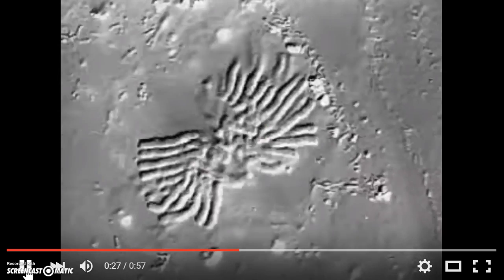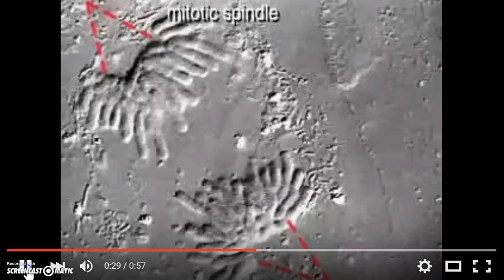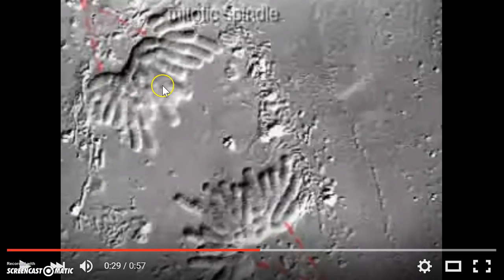So now the cell is going to move to anaphase. This is where the chromosomes, which are lined up in the middle, are now pulled apart and separated into what are called chromatids, and they're pulled to opposite poles of the cell by the spindle that was formed in prophase.